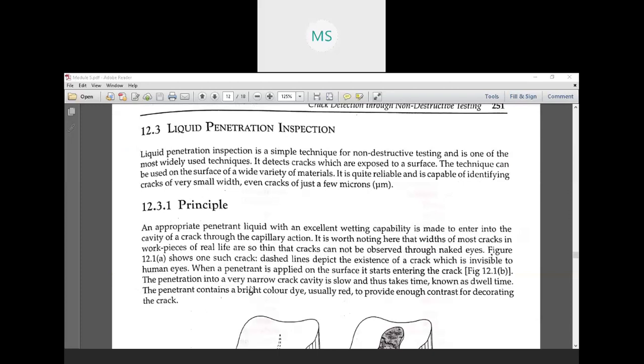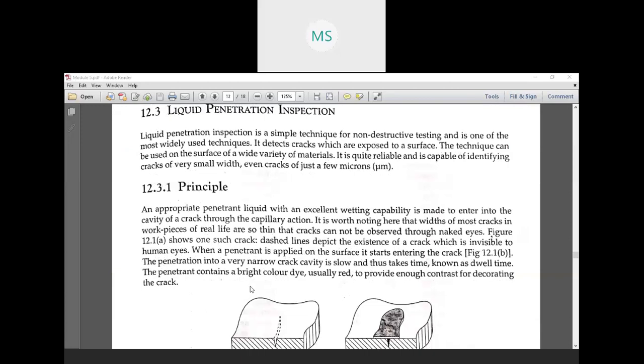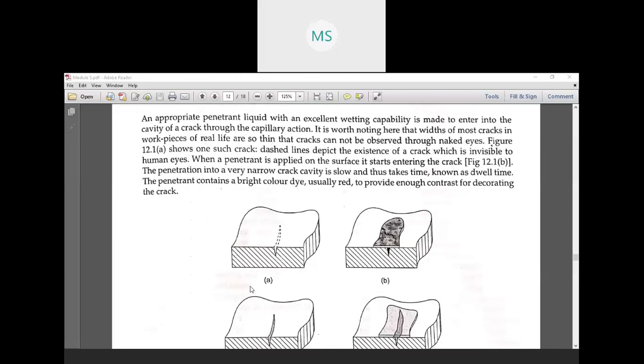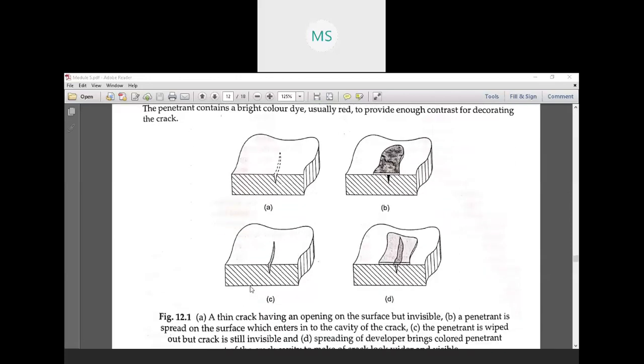This is known as liquid penetration inspection. As the name suggests, liquid is used for the inspection. Liquid penetration inspection is a simple technique for NDT, non-destructive testing, and is one of the most widely used techniques. It detects cracks which are exposed to a surface. The technique can be used on the surface of a wide variety of materials. It is quite reliable and is capable of identifying cracks of very small width, even cracks of just a few microns. So how are we doing this? I will tell you in brief, you just listen.